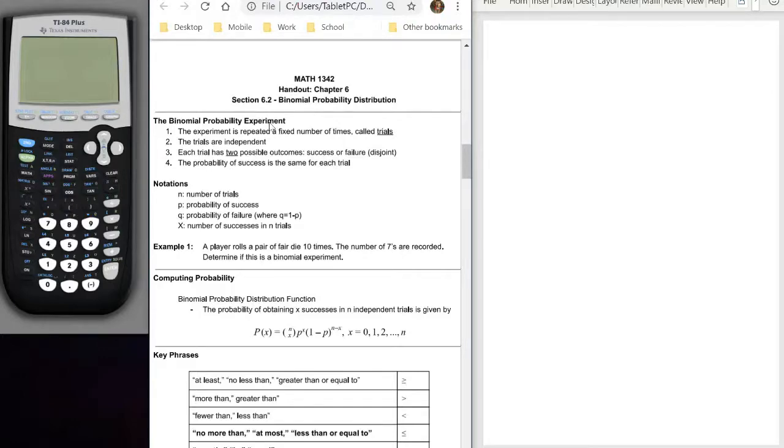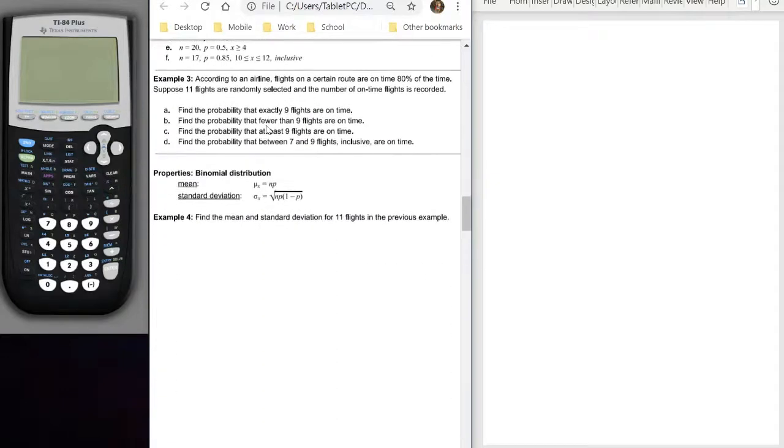So in example 3, according to an airline, flights on a certain route are on time 80% of the time. Suppose 11 flights are randomly selected and the number of on-time flights are recorded. Find the probability that exactly 9 flights are on time. Okay, so let's look at part A and see how to calculate the probability of this binomial experiment.